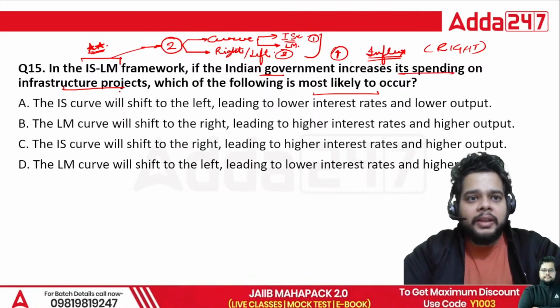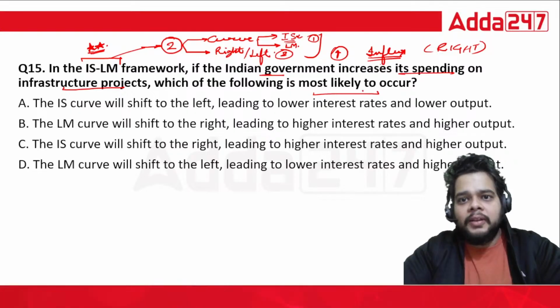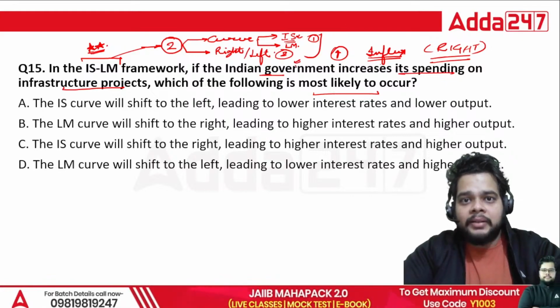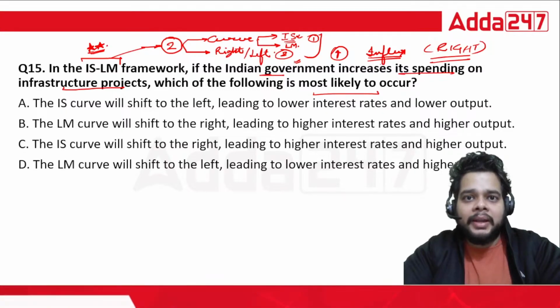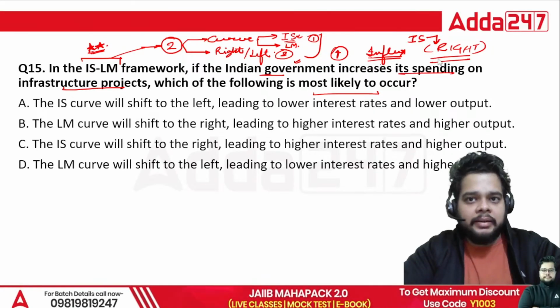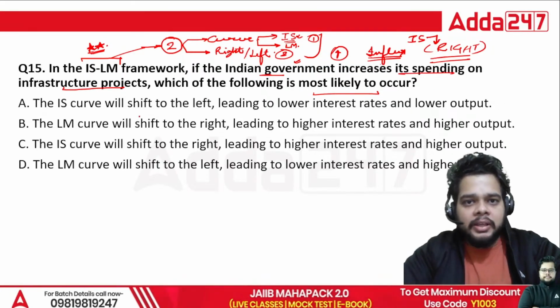Its spending on the infra projects has increased. Which of the following is most likely to occur? So the curve will shift towards right. And since we are talking about government, we are talking about the fiscal policy, and fiscal policy pertains to the IS curve. So the IS curve will shift towards right. That's it. Now you can identify which is the correct statement.